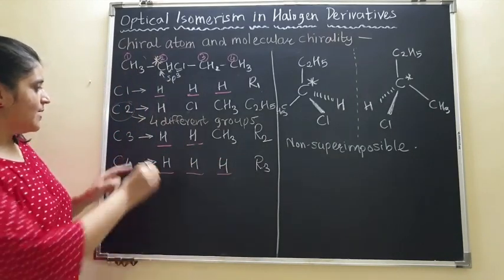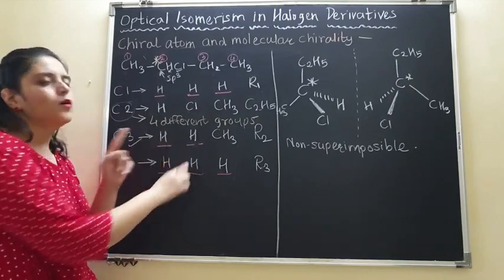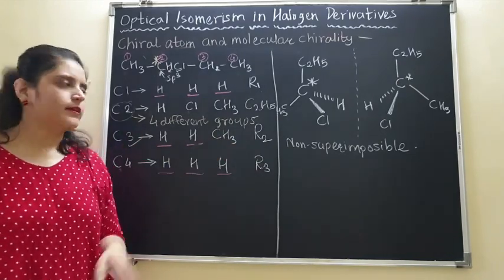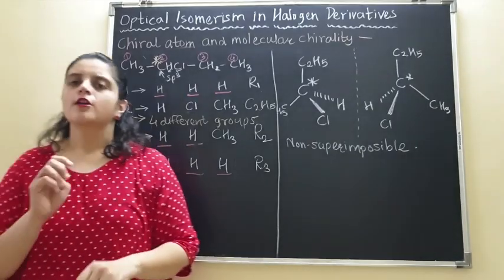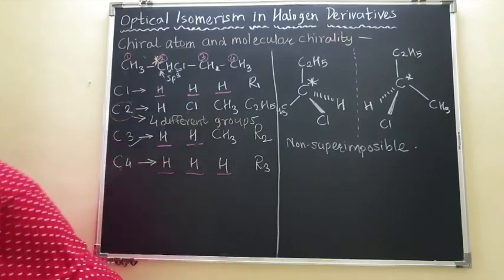So let me take the example of C3. Okay, around this C3, 2 hydrogen atoms are the same. CH3 and R are different, but 2 hydrogen atoms are the same. So let us try doing this, take the mirror image and match them with each other.